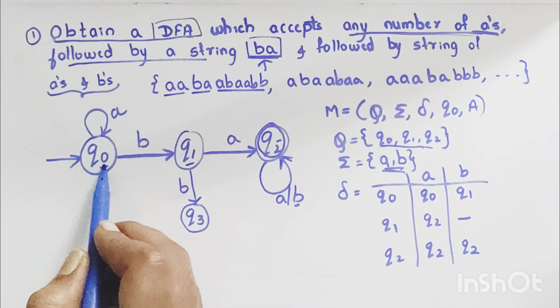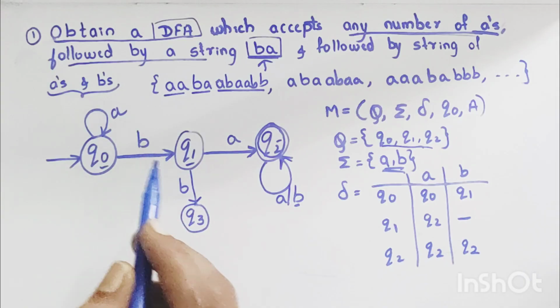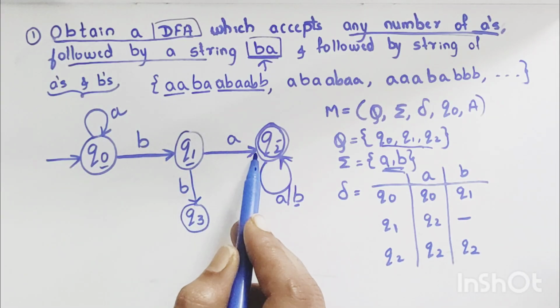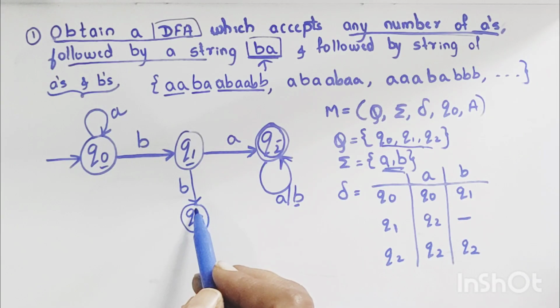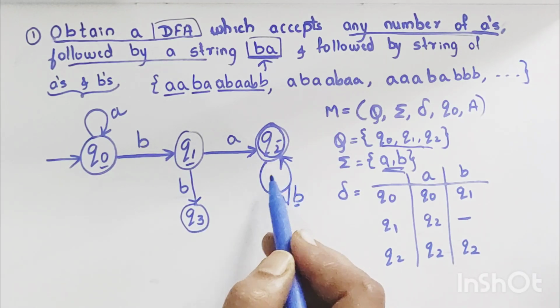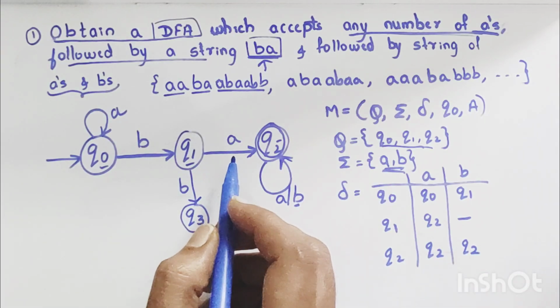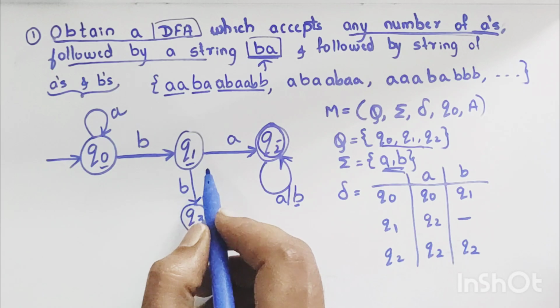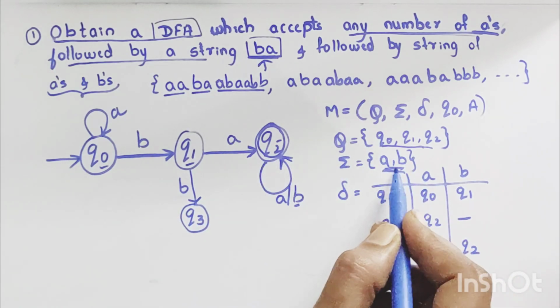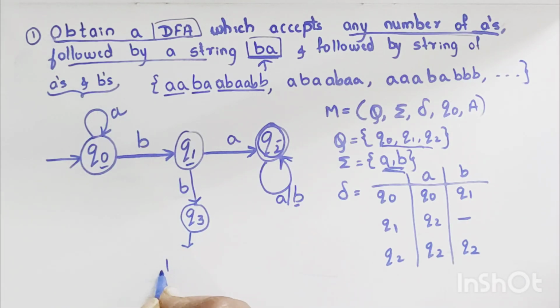So here for Q0 we have one transition for A and one transition for B, and from the state Q1 we have one transition for A and another for B. Also from the Q2 state we are showing A's and B's transitions with the self loop. Therefore it is mandatory in a DFA that we show the transition for all the possible input symbols. So here Q3 became the dead state.